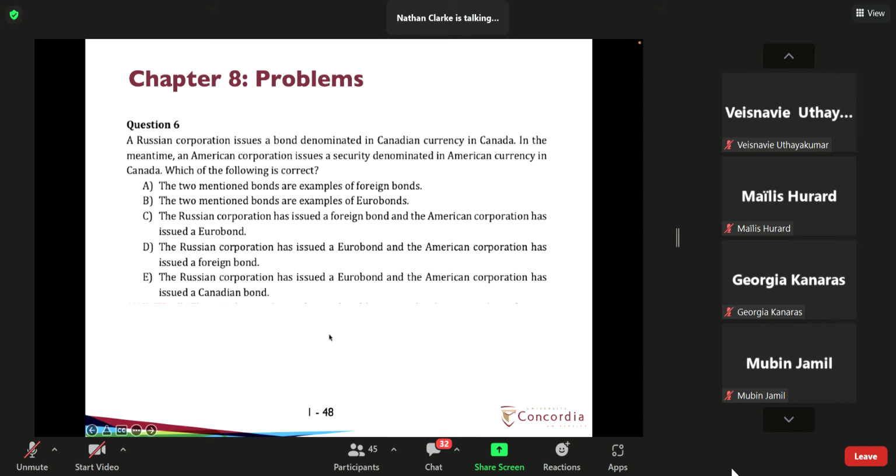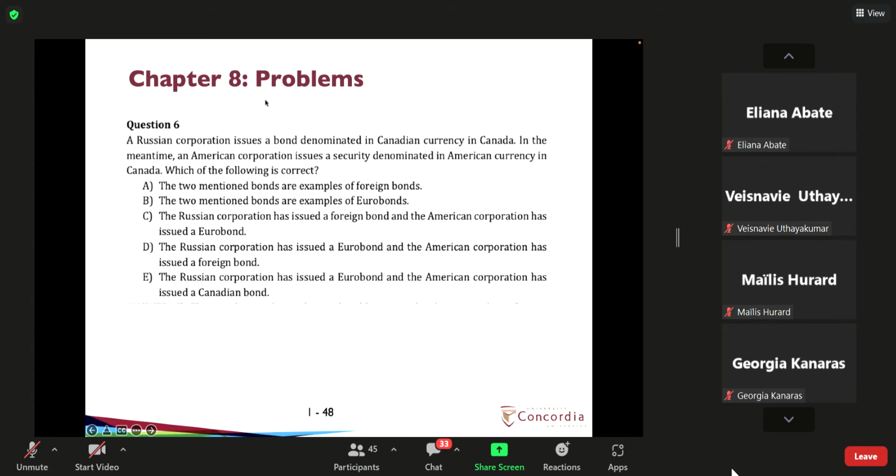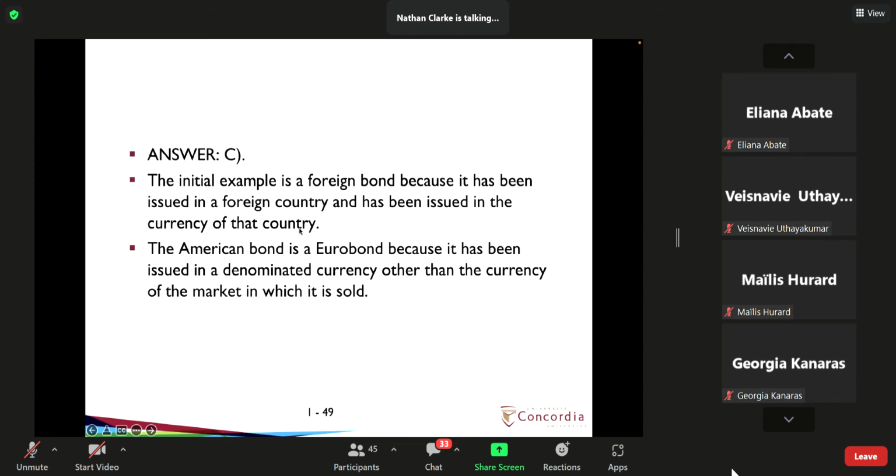Here, I can do it or we can skip it. It's just the differentiation between the euro bond, the euro currency, and the foreign bond. If you know the difference between the three, these questions are very easy. Do you want me to skip it or do it? Skip it, perfect. Here's the answer if you want to take a look at it, but we've covered this stuff before.